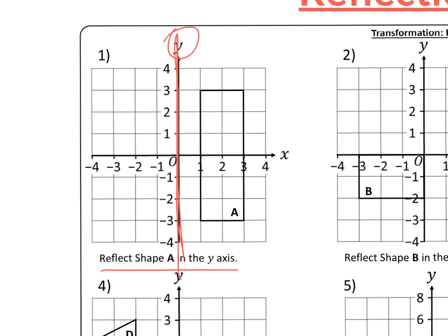So what I want to do is say, well, this bottom left hand corner is 1 square away from the line, so I'm going to put it 1 square away on the other side. This bottom right hand corner is 3 squares away from the line, so I'm going to put it 3 squares away on the other side. I'm going to do the same thing with the top two, join them up, and there's my reflected shape.